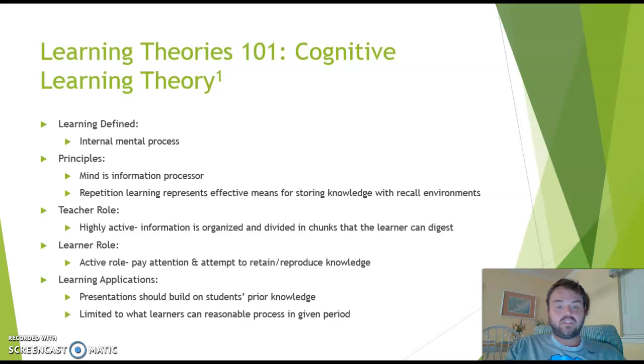The cognitive learning theory, it's a lot of internal mental processes. They think of the mind as an information processor. It's a lot of repetition, and then represents an effective means for storing knowledge in the recall environments. And they think of it as like chunking the information, which we'll talk about. The teacher plays a highly active role. Information is organized and divided into those chunks so the learner can digest it. The learner plays an active role. They pay attention. They attempt to then retain and reproduce that knowledge.